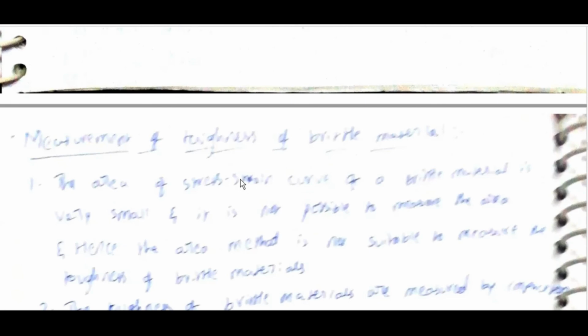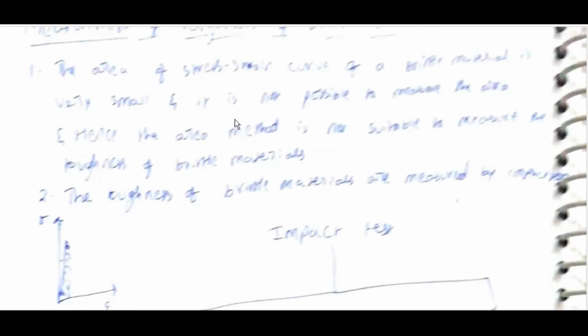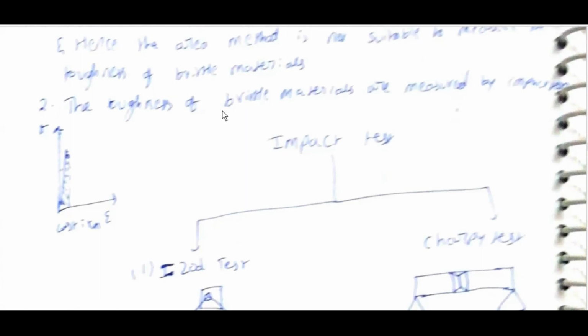Measurement of toughness of brittle material. The area of the stress strain curve of a brittle material is very small and it is not possible to measure the area, and hence the area method is not suitable to measure toughness of brittle material. The toughness of brittle material is measured by impact testing. Sigma epsilon, cast iron, it will be like this.